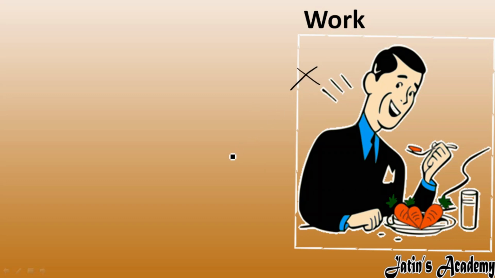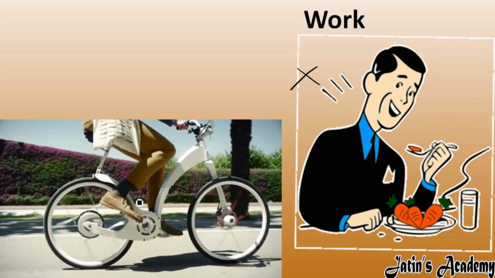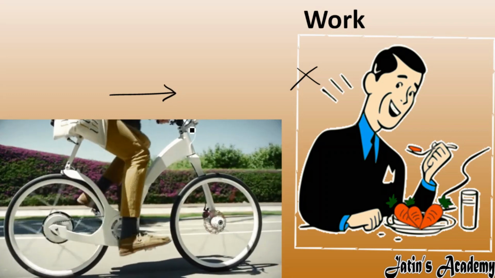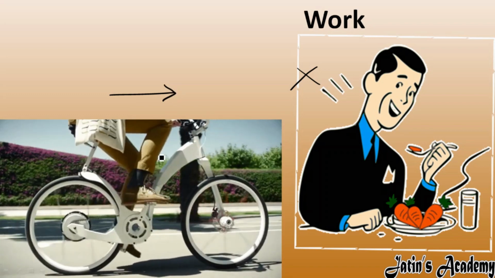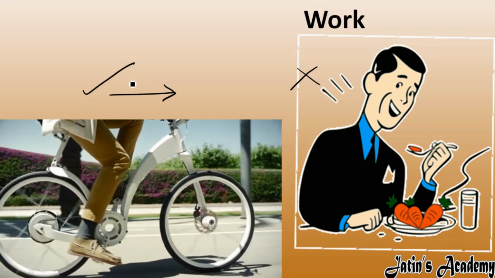Next example we have bicycling. When we apply force on the bicycle and the bicycle moves in the forward direction, in this case force is applied and displacement also occurs. So this is an example of work done. So work is done here.